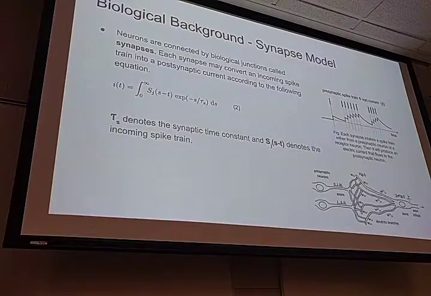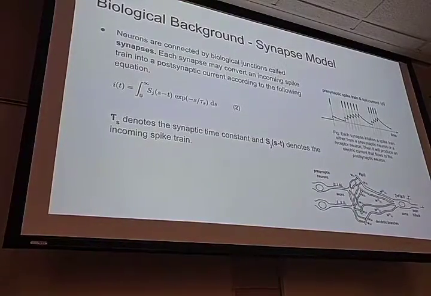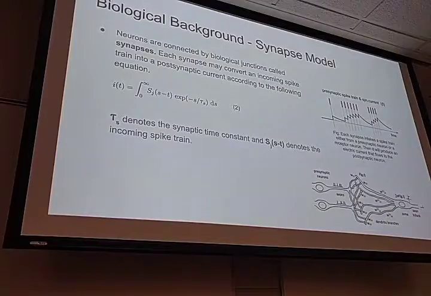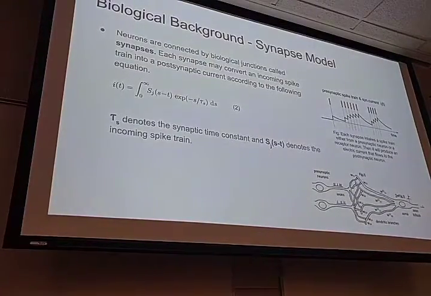This is the biological background for the synapse model. The synapse model takes a set of spikes and then emits the current. So as you can see in that particular graph, there are a set of spikes, and for each of the spikes you can see there's a rise in current, but it exponentially decays until it meets the next spike.